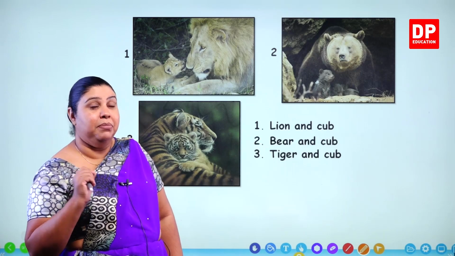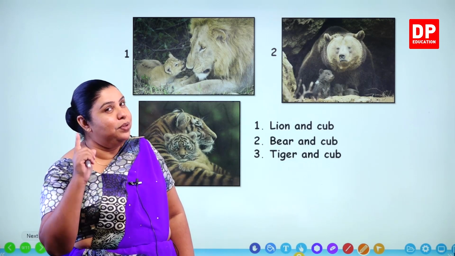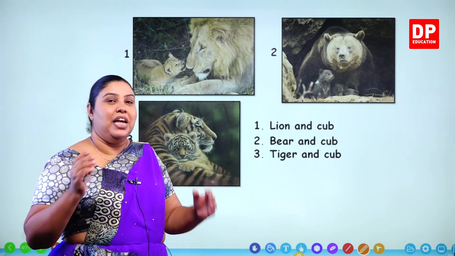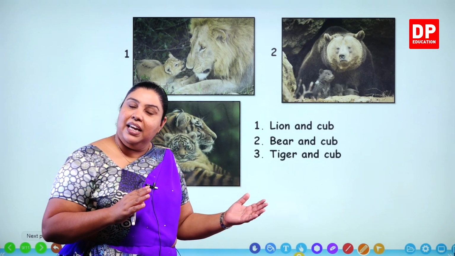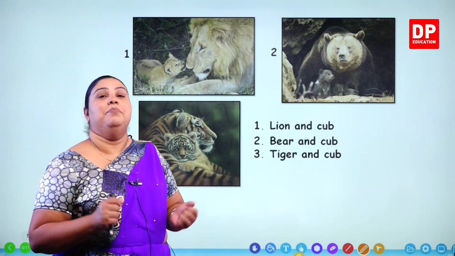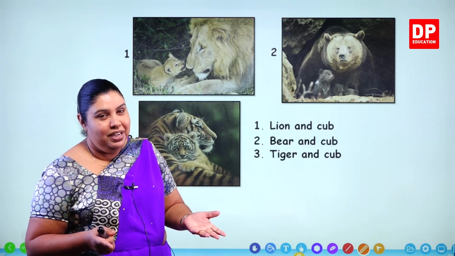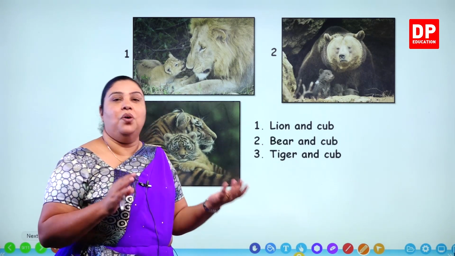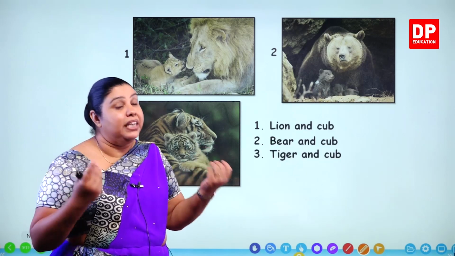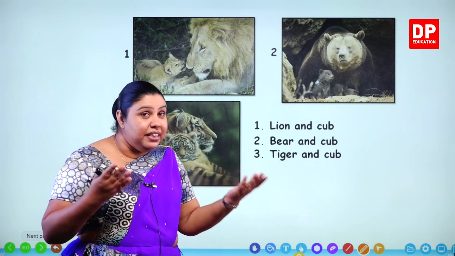So you have to remember them. We have to do our workbook activities as well. You have to remember their names. Right? So shall we remind them once again? The baby dog is called a puppy. The baby sheep is called a lamb. Then the baby cow is called a calf. Baby cat is called a kitten. Then we had the owl.